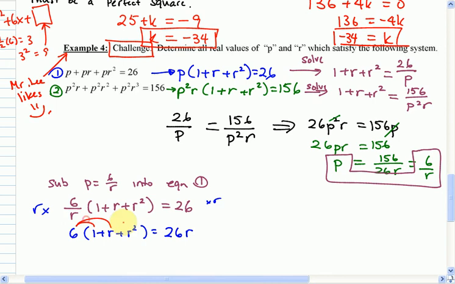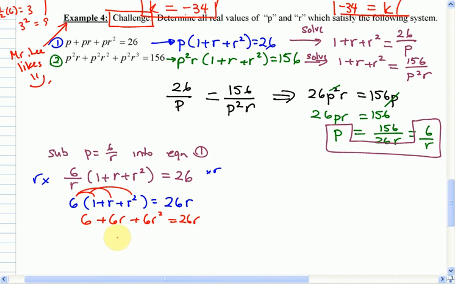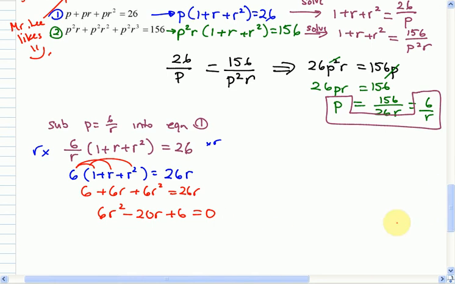All right, ladies and gentlemen, it's just regular algebra now. 6r squared equals 26r. Wow, so many 6's. 6r squared minus 20r plus 6. I think it's time for you to finish this off. Try on your own, please.